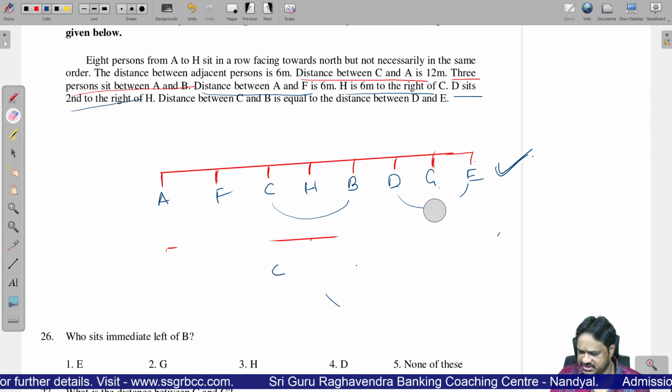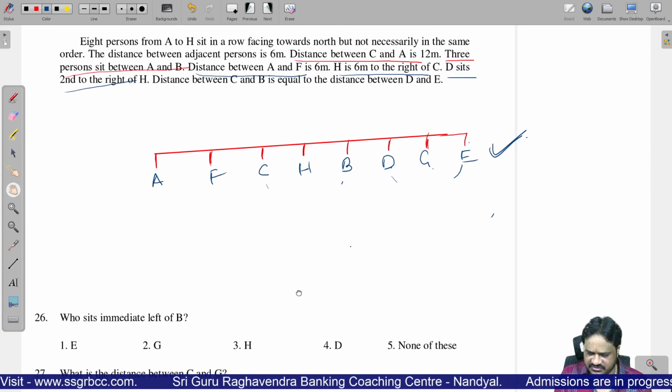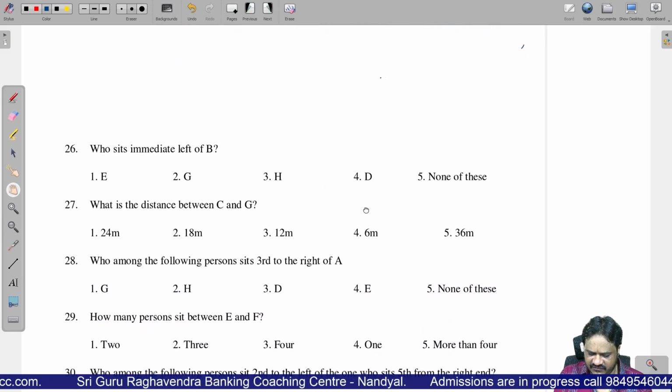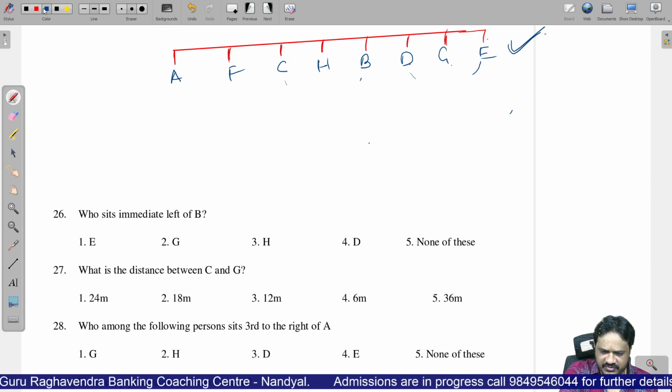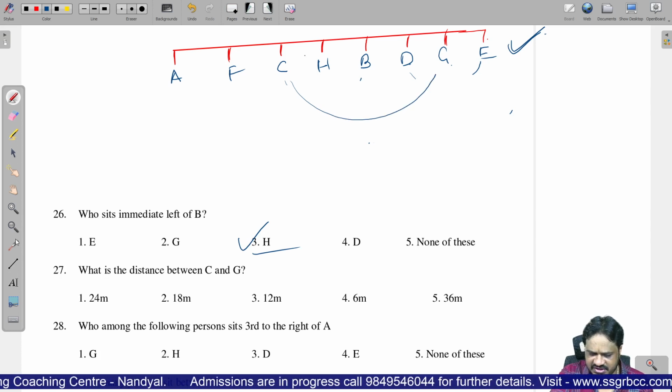Now let us answer the questions. First question. Who is to the immediate left of B? So immediate left of B, the person is H. What is the distance between C and G? Between C and G, this is 6, 12, 18, 24. So 24 is the correct answer.